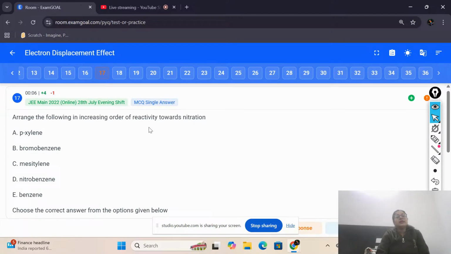arrange the following in increasing order of the reactivity for nitration. Paraxylene means a benzene ring containing two CH3 groups at the para position, 1 and 4 position. Bromobenzene, it's a deactivating group. Mesitylene, three CH3 groups at the first, third, and fifth position. Nitro group, and then the benzene ring. Fine.